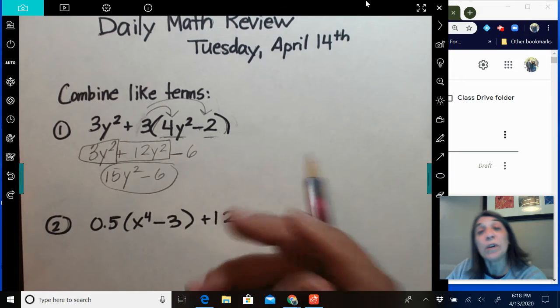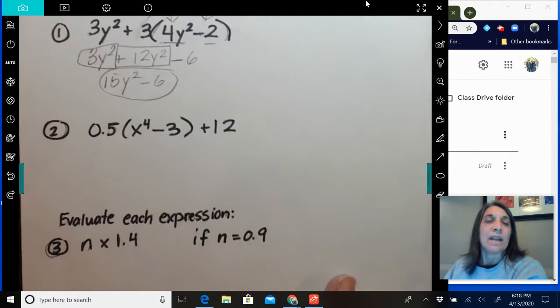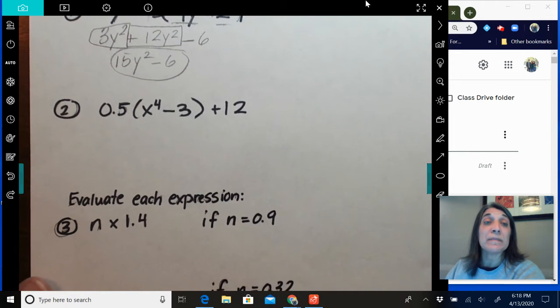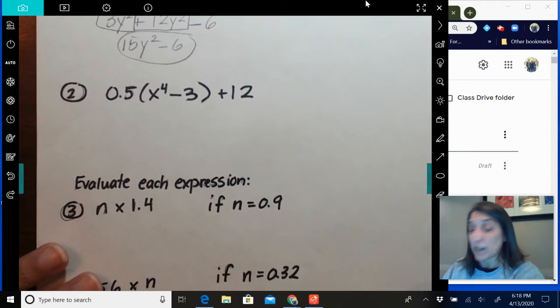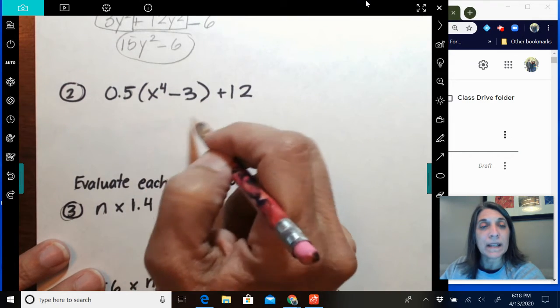These are from a game that we would have played if we were in class together last week. That's okay. All right, so then I threw in some decimals because, why not? You guys have to get used to using decimals. So again, the distributive property needs to happen here.